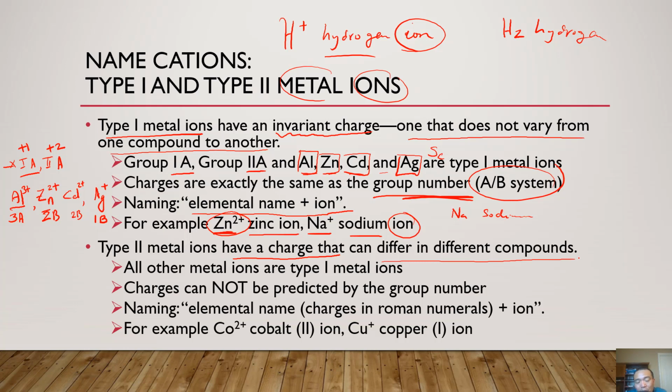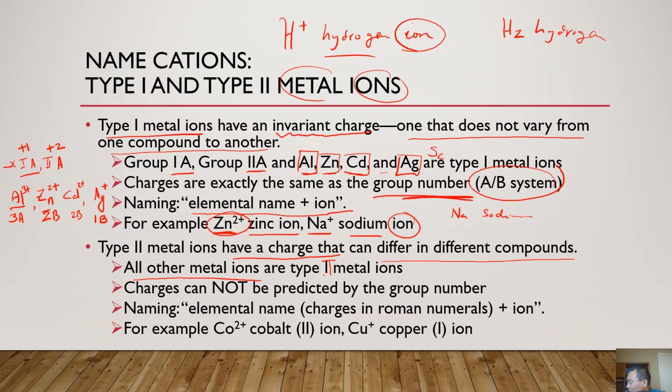Or 2 or 3 or more. Okay, all right. So it's more than one possible charge for type 2 metals. Since they can carry more than one type of charge, you might be wondering, how can I find out if a metal ion is type 2? So all other metal ions, if they are not type 1, then they must be type 2.